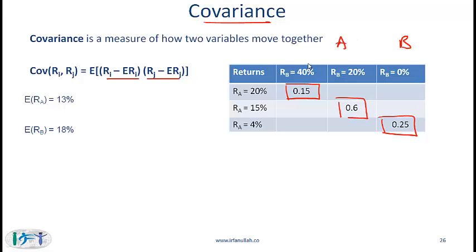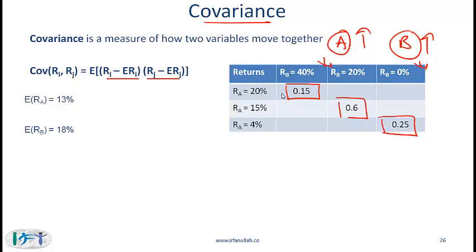We now need to compute the covariance, and remember, covariance is a measure of how these two stocks move together. Just simplistically, if the two stocks go up together and then they go down together, that means they have a positive covariance. If they move in opposite directions, then we say that they have a negative covariance.